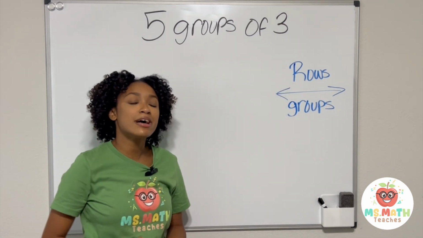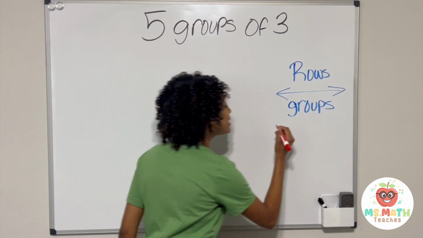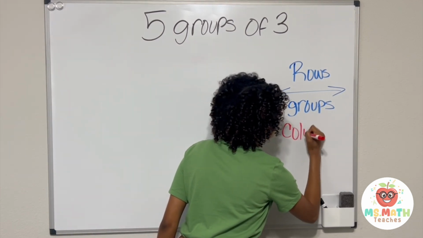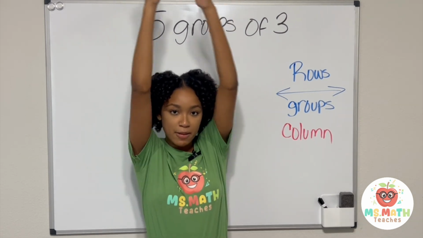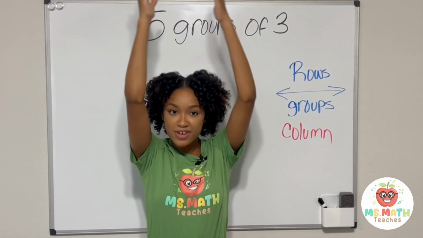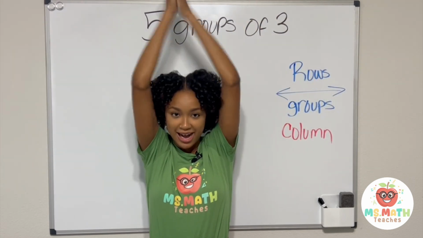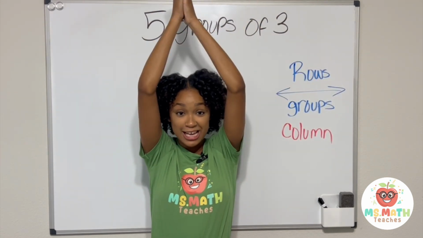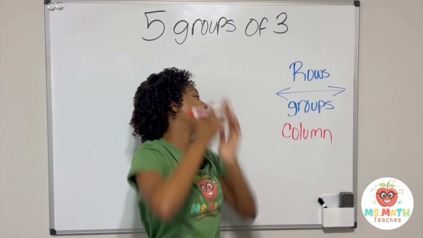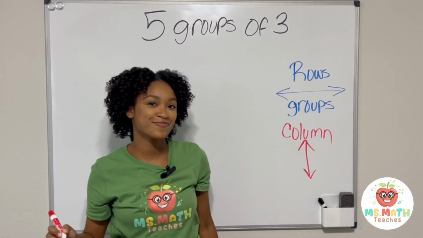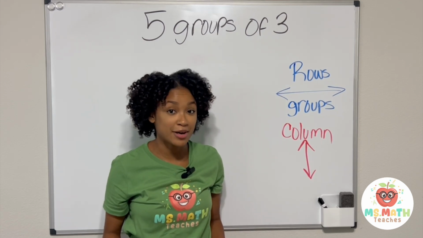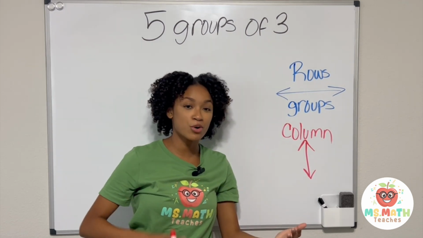And then we also have columns. A column goes, C-O-L-U-M-N. A column is up and down, so vertically, okay? So everyone say column. A column is vertical, up and down. So we can draw a column like so. 2 keywords when you're talking about arrays are rows and columns.